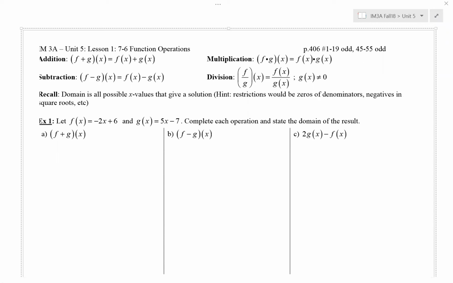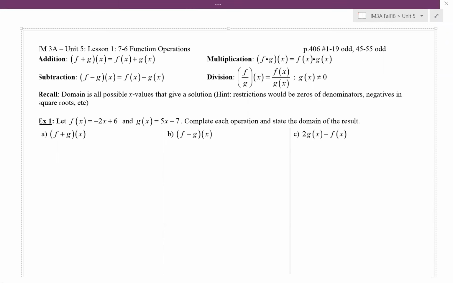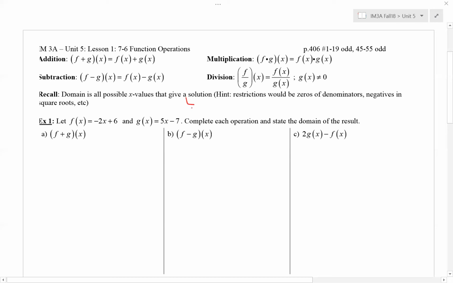Some of these questions will ask us about domain. So we want to remember that domain is all the possible x values that actually give a solution. And what I mean by a solution is that we can't have undefined or does not exist. And so I should get an answer. In general, these are going to end up being when I'm dividing two functions together, and it's those restrictions of the denominator, or if I have a square root, a number that would make that square root negative. So we'll talk about that when we get to the problems that are more akin to this.